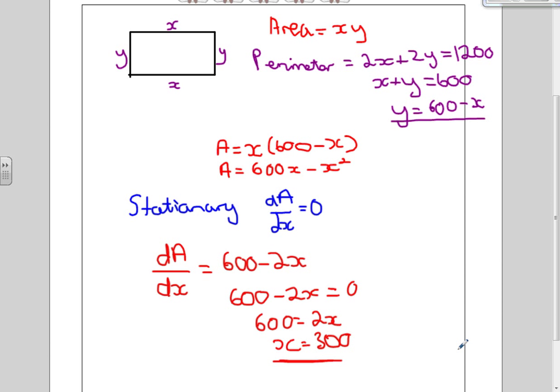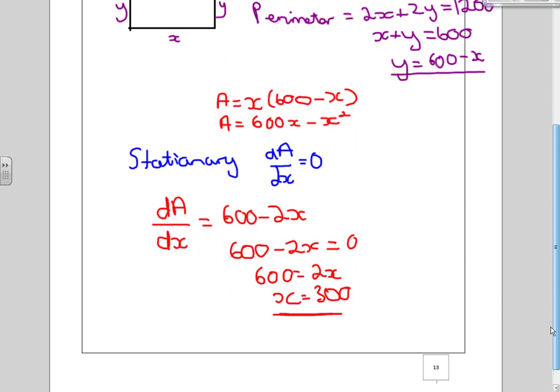So I have an x value now, but I do not know if this is a maximum or a minimum point. So I need to do d2A by dx squared to determine the nature of this stationary point. So d2A by dx squared. So differentiating this again, so the 600 would disappear and we'd just be left with minus 2, which is of course less than 0. So therefore we have found a maximum point at x equals 300.